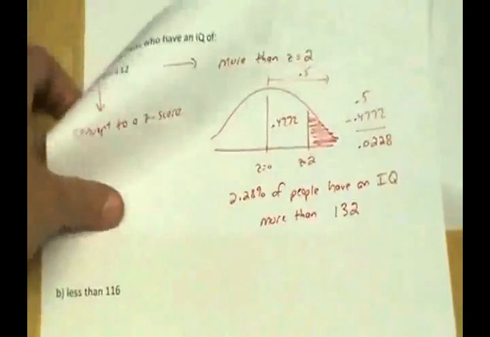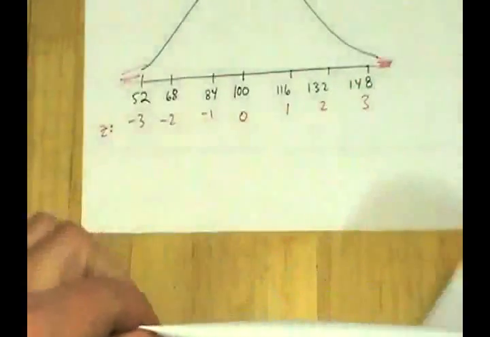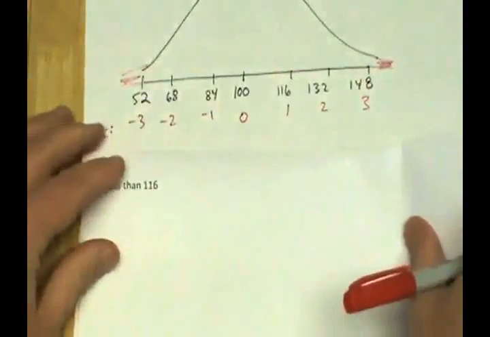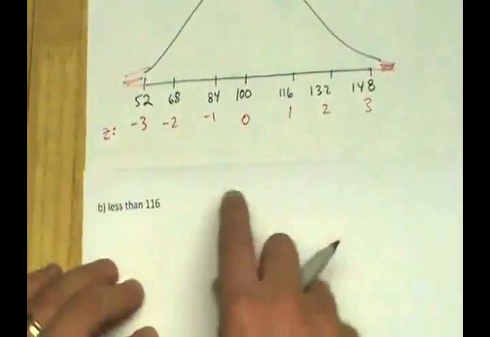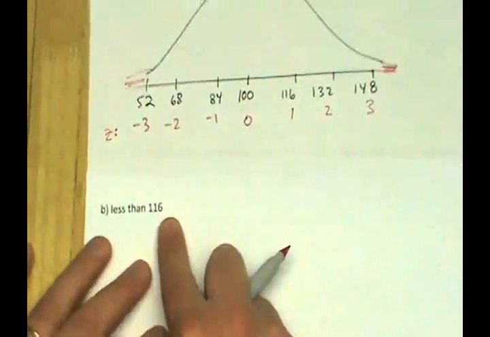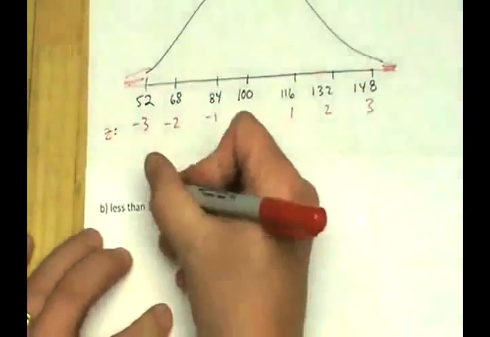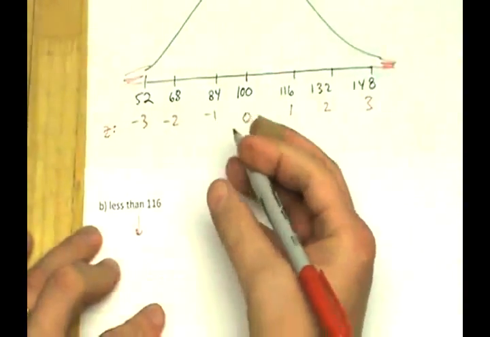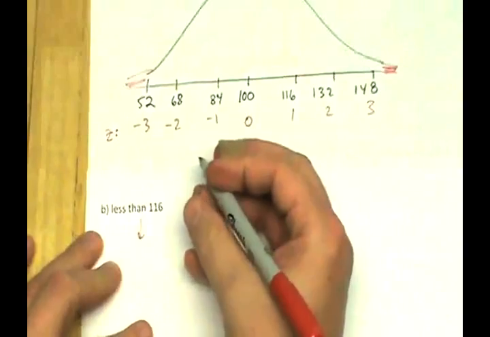All right, let's do another one. I'm going to fold this piece of paper a little bit over here. Okay. Next question. How about what's the percentage of people who have an IQ less than 116? I'm giving you nice numbers to start off with. We have to convert, because if you notice, there is no 116 on your normal distribution z-score chart.